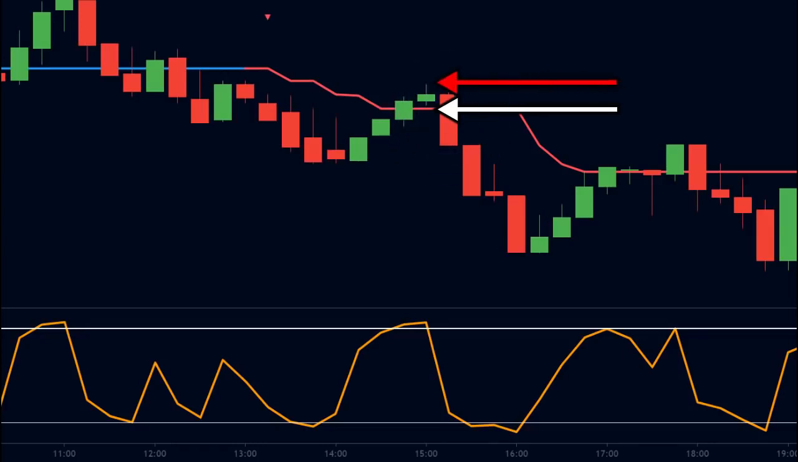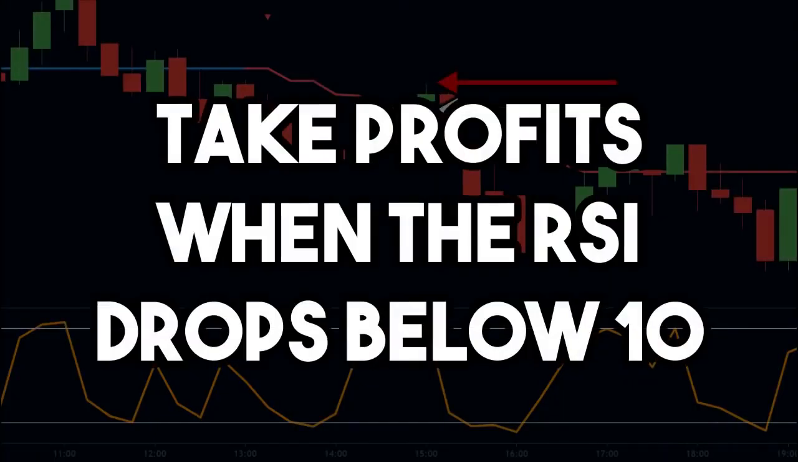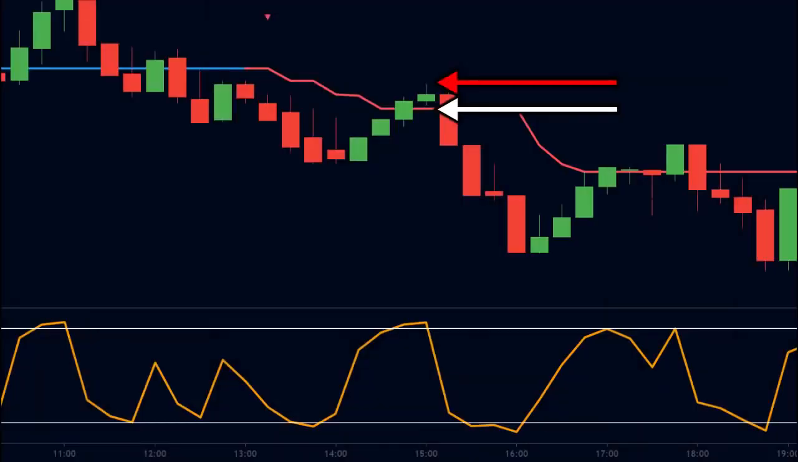So, we keep our stop loss above the high of our trigger candle. For targets, we will exit when the RSI drops below 10. So, we exit on the close of this candle as the RSI goes below 10.